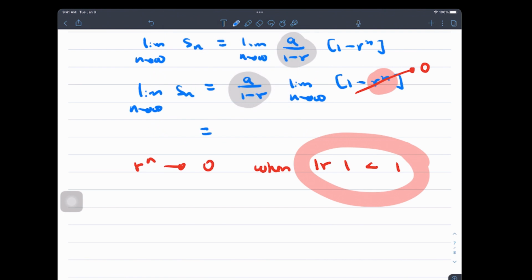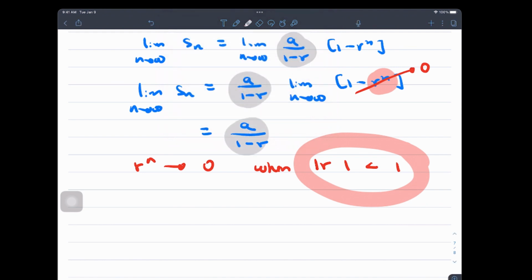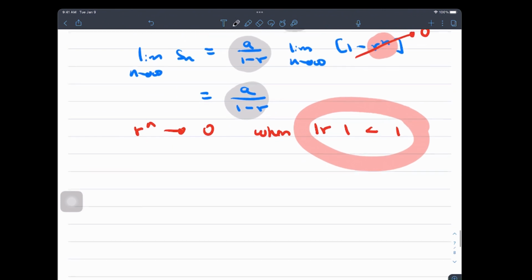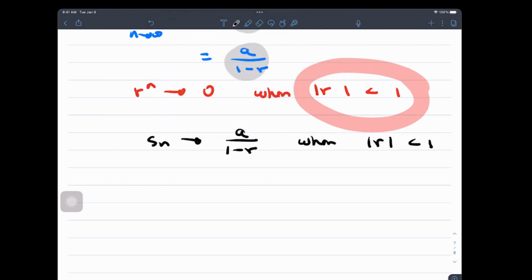And now we can say this equals what? A over 1 minus R. So what we just showed is very big. You say, what do you mean? Sn, the sequence of partial sums, goes to the constant A over 1 minus R when the absolute value of R is less than 1. This is convergent. This is that sequence of partial sums, as n gets big. So that's the finite value we're looking for.